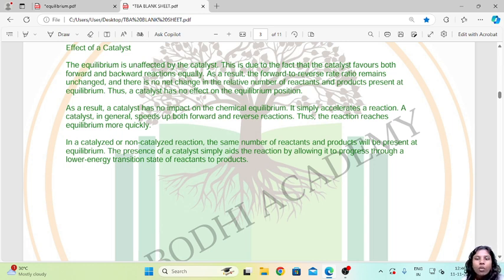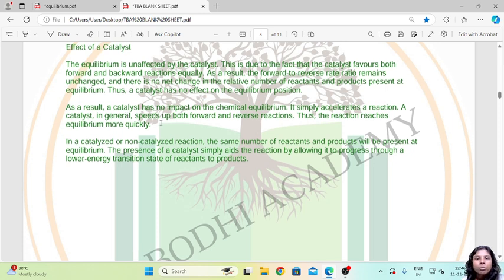So the forward to reverse ratio remains unchanged, and the net change that is supposed to occur becomes 0. There is no net change in the relative number of reactants and products present at equilibrium. Thus the catalyst will have no effect on the equilibrium position. As a result, the catalyst has no impact on the chemical equilibrium. It will accelerate the reaction. A catalyst in general speeds up both the forward and the reverse direction. Thus the reaction will reach equilibrium more quickly.